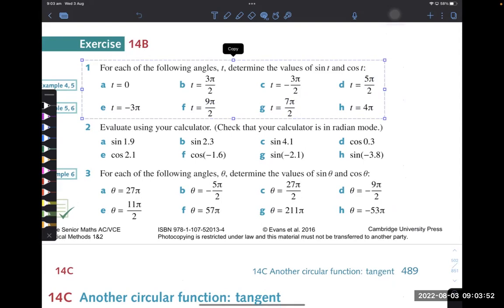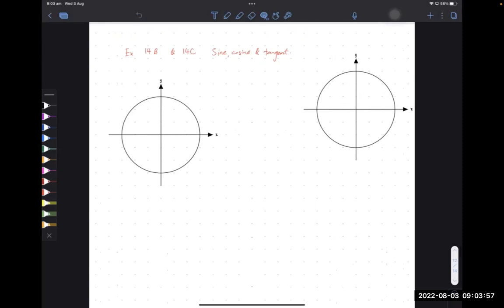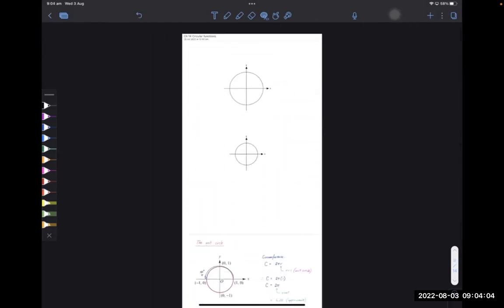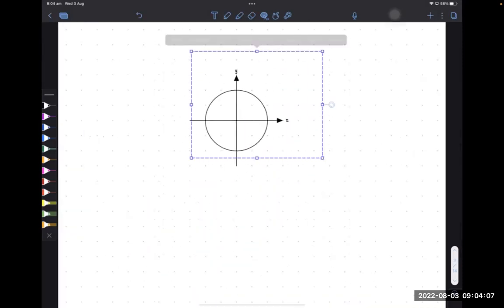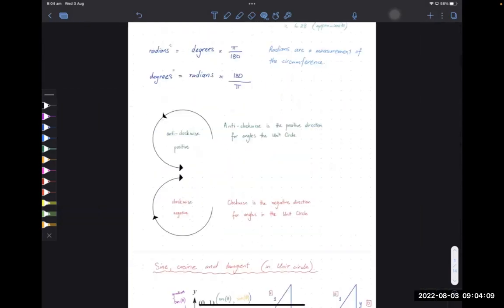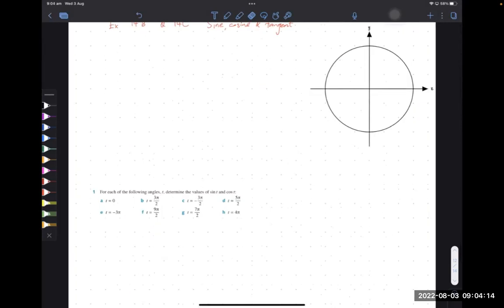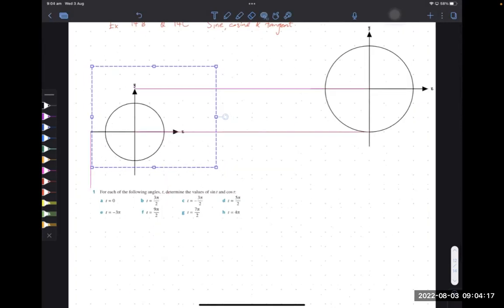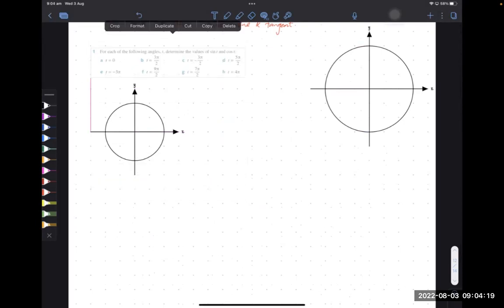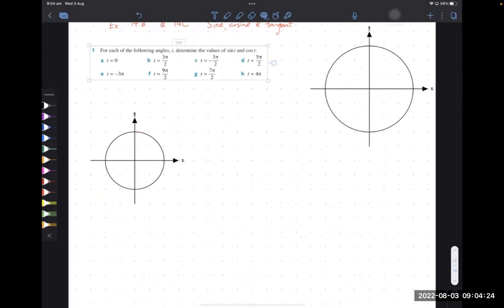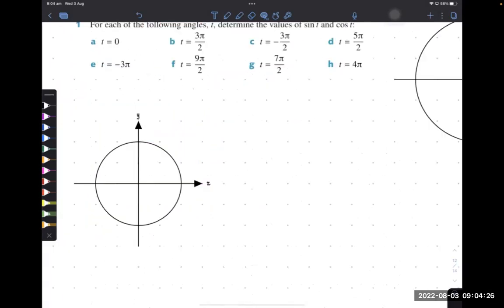Now, just to recap, I want a small circle. What does cos measure? The x value. What does sine measure? Y. And what does tan measure? The gradient. Fantastic. The important part here is to find the location first. We need to find the location of where these angles exist.